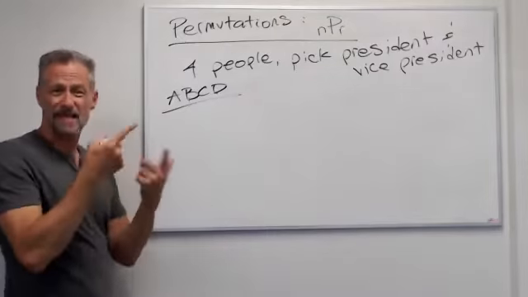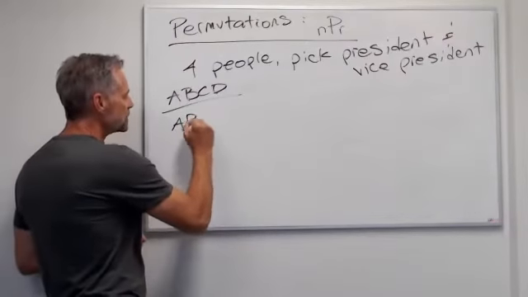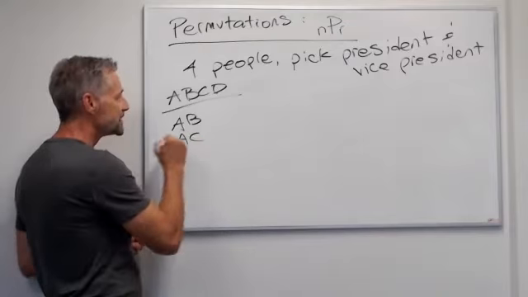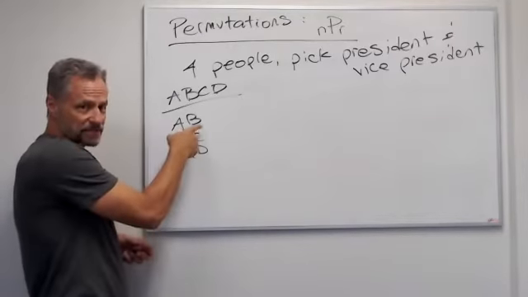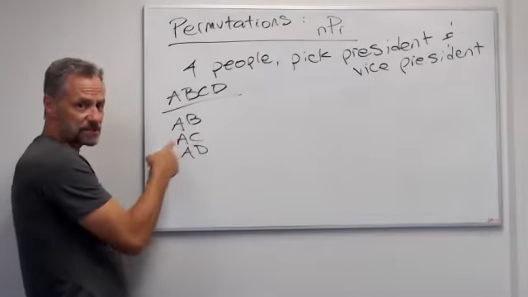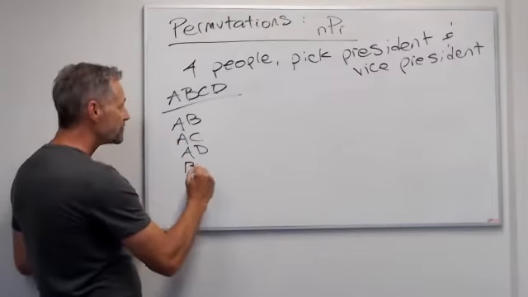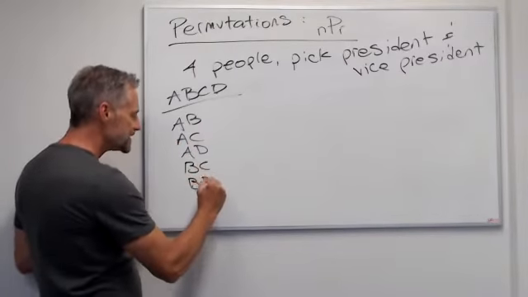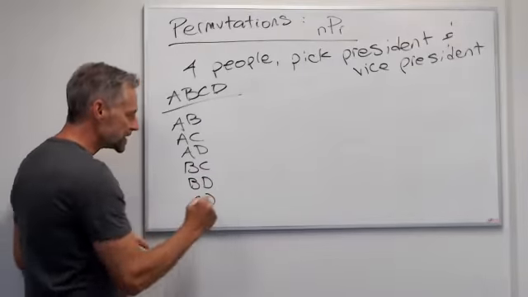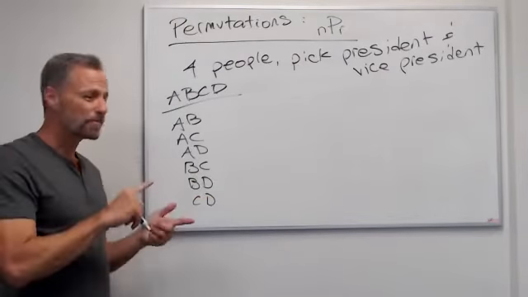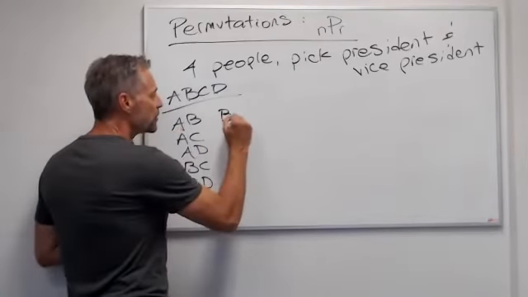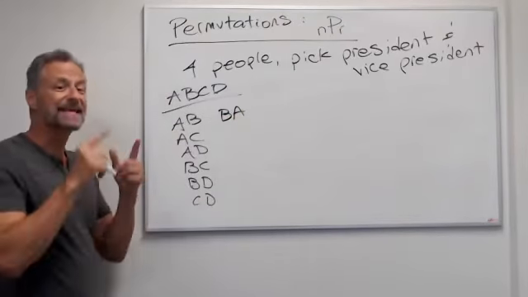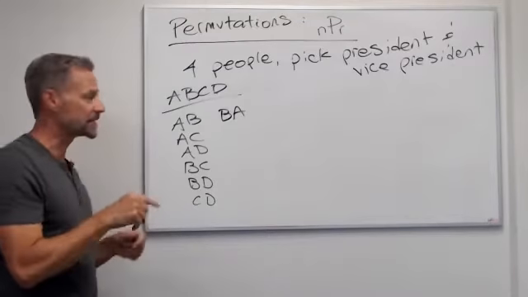Well, let's think of what we can have. We can have A and B, or we can have A and C, or we can have A and D. That's A's president, B's vice president, A's president, C's vice president, etc. Or we could have B with C, or B with D, or we could have C with D. But if order matters, A president, B vice president is different than B president, A vice president. That's why this is a permutation, not a combination.